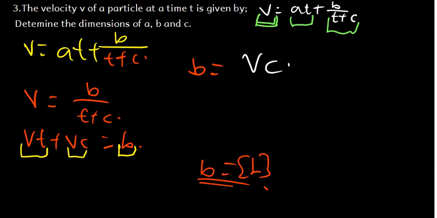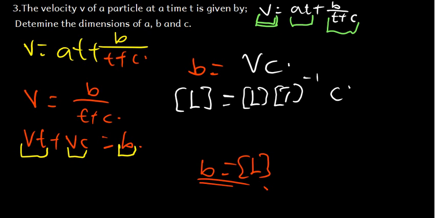So we know that the dimension for b is length. Then v, we know that it's meters per second, which is length, then we have per second, so it's going to give us length, then we have the time to the power -1. So I have c. My goal is to find the value of c.